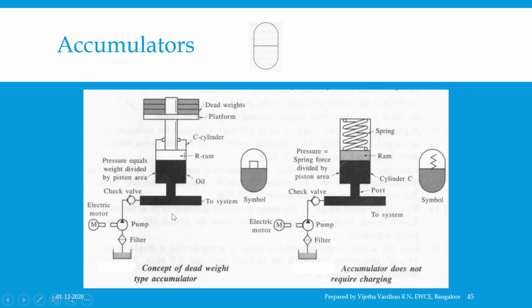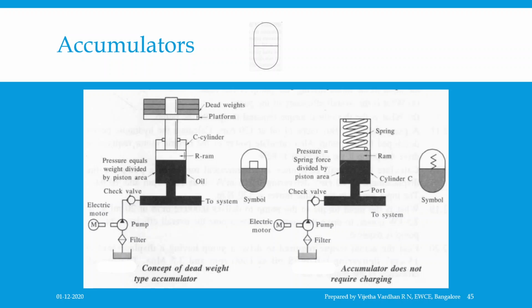The deadweight type of accumulator is the oldest type of accumulator used. It consists of a ram R sliding in a cylinder C. The ram is loaded with dead weight on its platform, as shown in the figure. The fluid under pressure from the pump enters the bottom of the cylinder via a check valve, and the pressure pushes the ram upward. The weight placed on the platform of the ram depends on the predetermined pressure it has to exert on the fluid entering the accumulator cylinder.